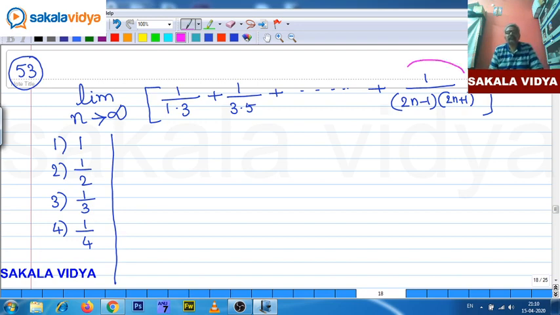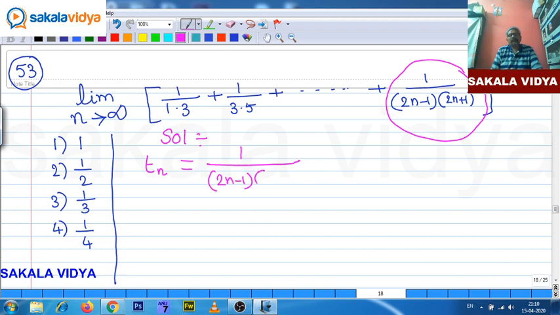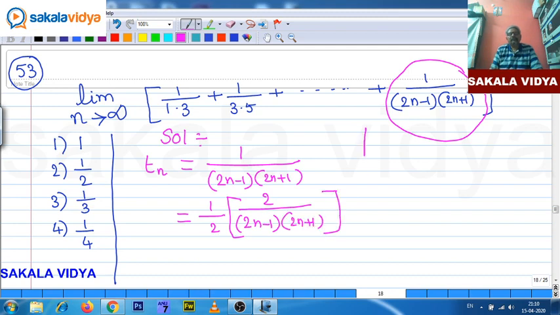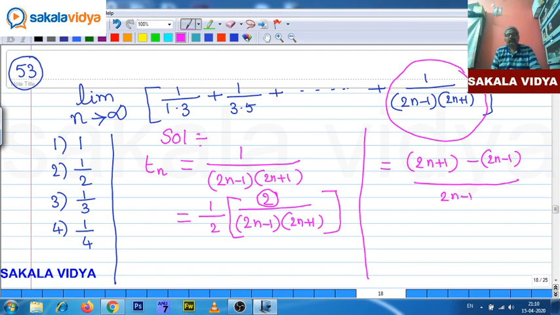So, let us find the partial fractions of the nth term. Consider the nth term Tn, Tn is equal to 1 by 2n minus 1 into 2n plus 1. So this we can write as 1 by 2 into 2 by 2n minus 1 into 2n plus 1. Can I write like this? It makes no difference. Instead of this 2, we can write 2n plus 1 minus 2n minus 1. Check it, whether you get 2 or not.